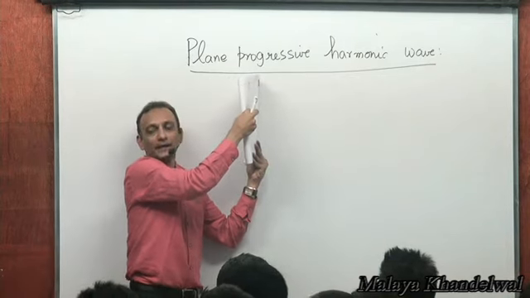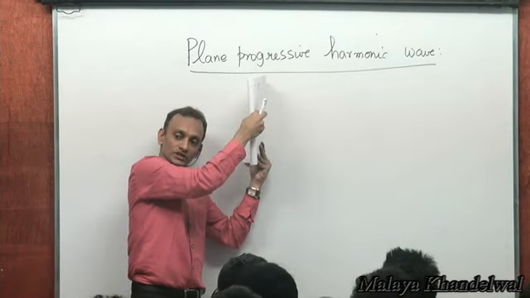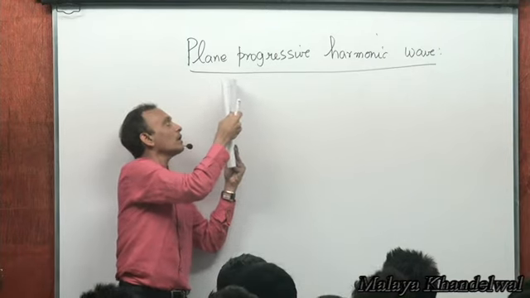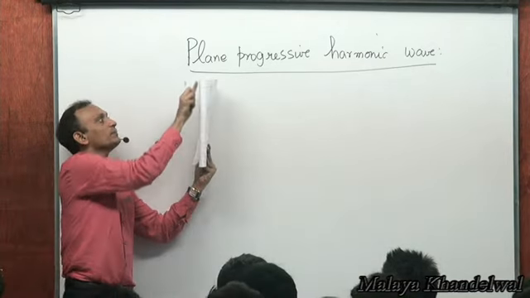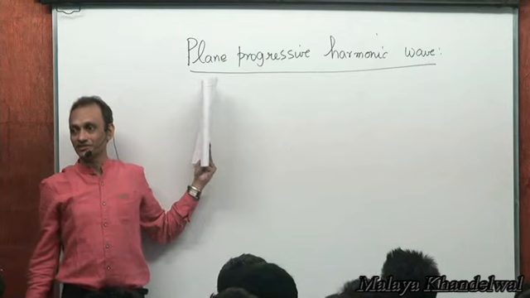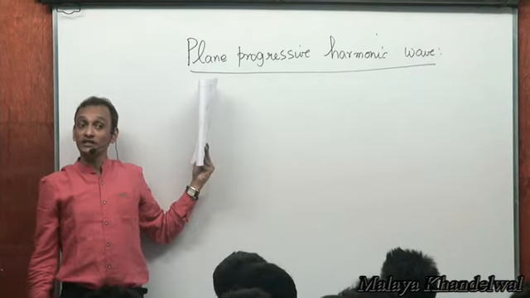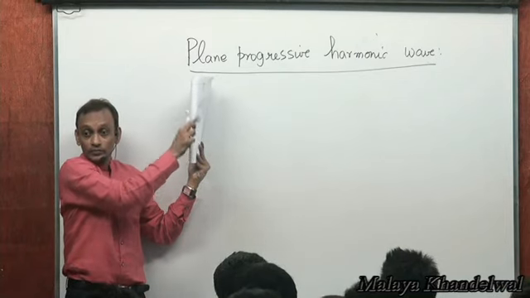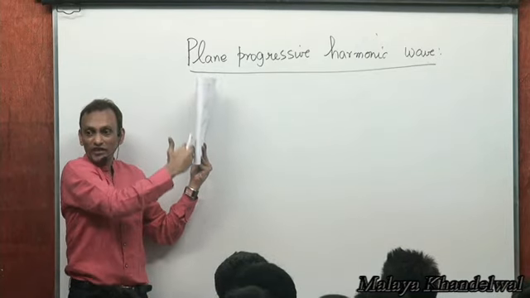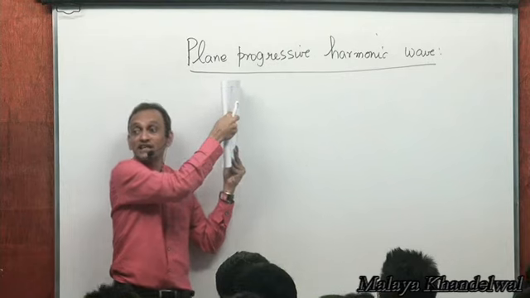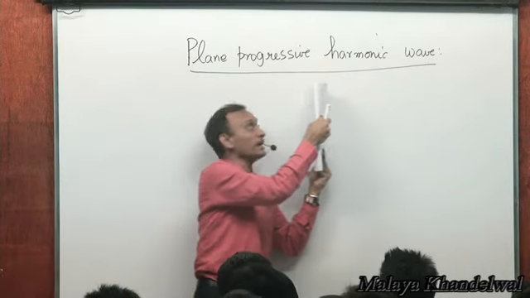Then I move to another plane, the plane parallel to this. At any given plane, all particles are in phase with each other, and therefore the locus of points on this plane is called a wave front. It's a plane wave front. We then say it's a plane progressive wave.